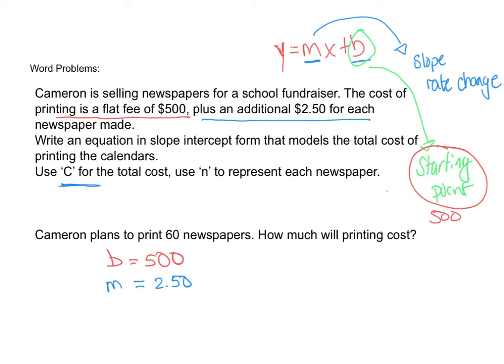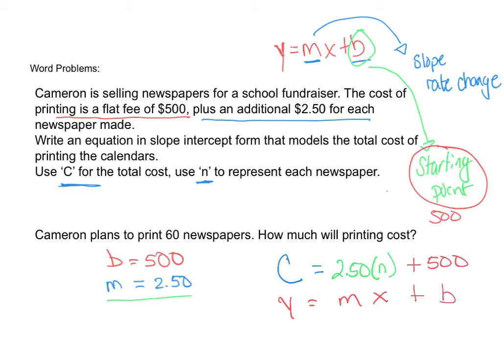So now I want to write an equation that models the cost. So C represents total cost. So I'm going to say C is equal to, and then N is going to be the variable I use to represent newspapers. So I'm going to have $2.50 multiplied by the number of newspapers I print and my flat fee of $500. So this looks like y equals mx plus b, where instead of using the letter x, we use the letter N to represent newspapers. And instead of using the letter y, we use the letter C to represent the total cost.